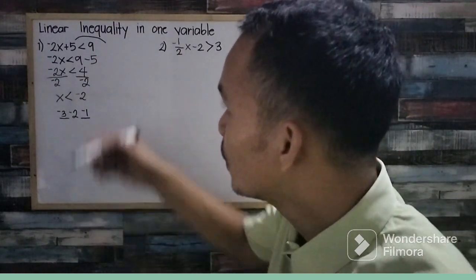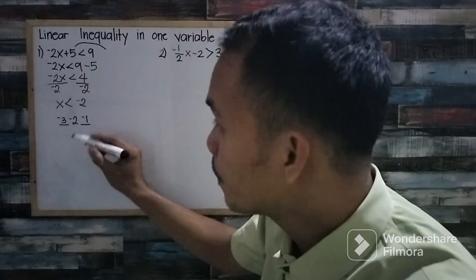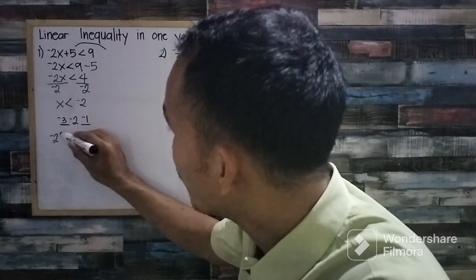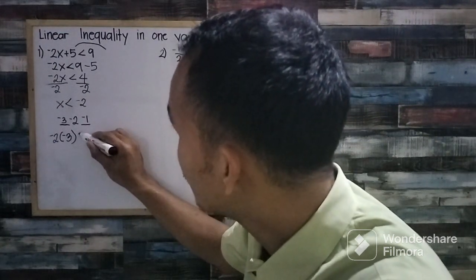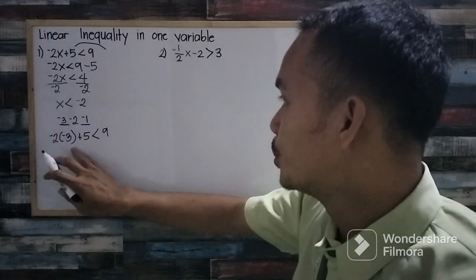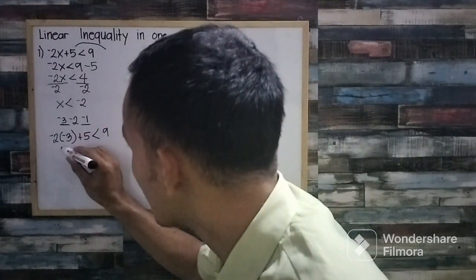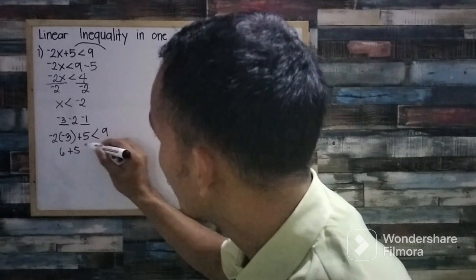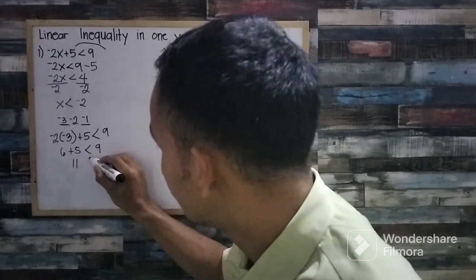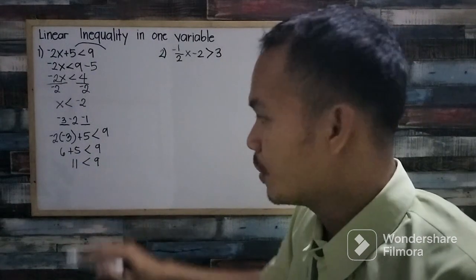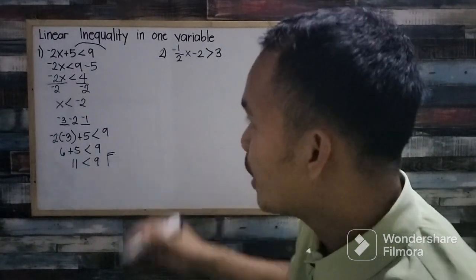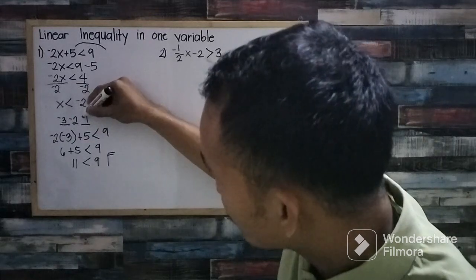So now let us prove. Ano ba yung gagawin natin? We will just simply substitute x by its value. Okay? Ito yung test point natin, di ba? Okay? So, papalitan natin yung x by negative 3. Ganyan. And then, plus 5 is less than 9. Right? Then we have to multiply negative 2 times negative 3. That is positive 6 plus 5 is less than 9. And 6 plus 5, that is 11, less than 9. Okay. Now, is it true that 11, positive 11 is less than 9? That is false. Alright?